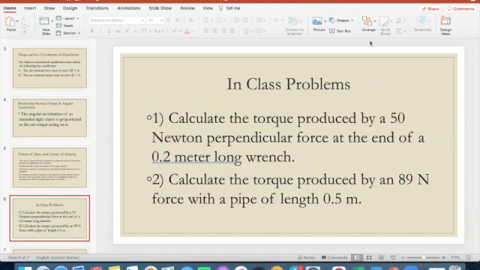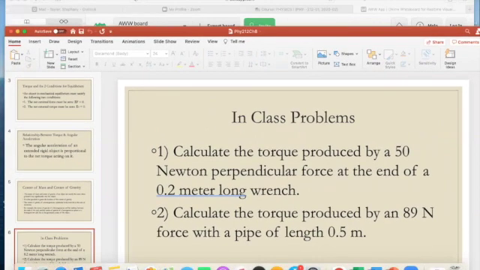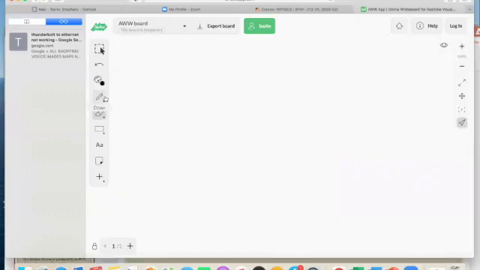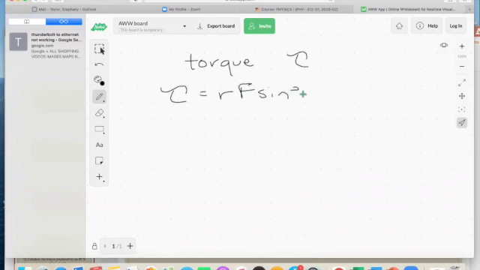All right, so let's work through a couple of problems. Number 1 says calculate the torque produced by a 50 Newton perpendicular force at the end of a 0.2 meter long wrench. Let's clear off the whiteboard. We know that torque is represented by the Greek letter tau, like a squiggly T here, and torque is equal to our length times the force times sine theta.